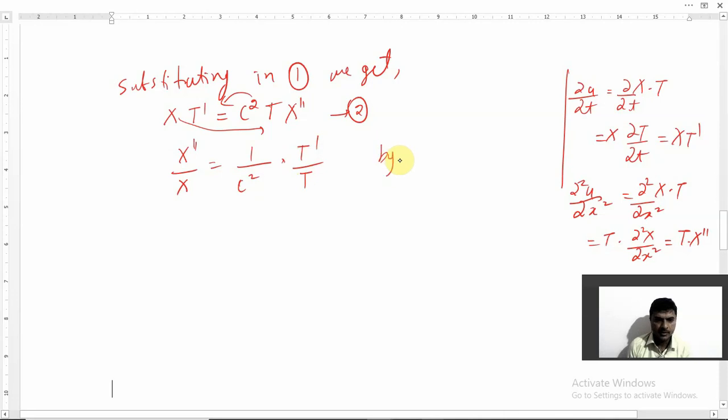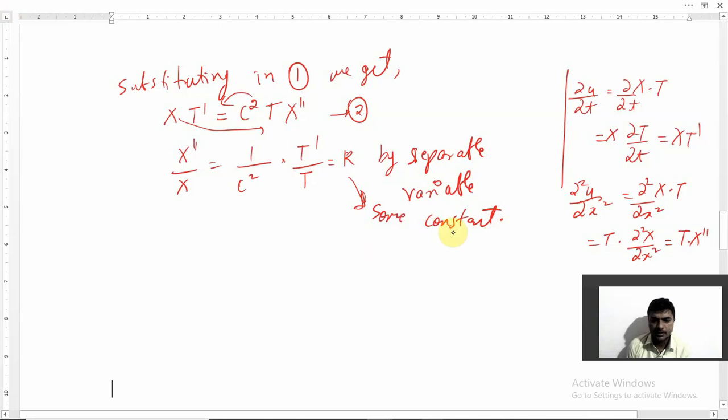This is by the separable variable method. What does the separable variable method say? You have to bring one variable to the right hand side and one variable to the left hand side. That is what I have done here. Now I say that this is equal to some constant. I am going to take this as r, some constant. So r is nothing but some constant, and that will make my solution very easy.